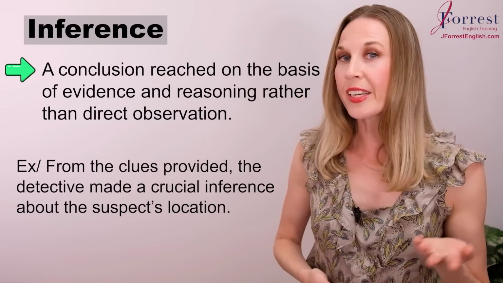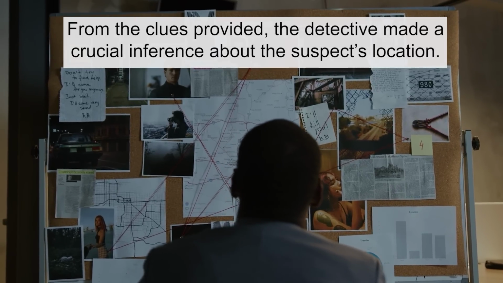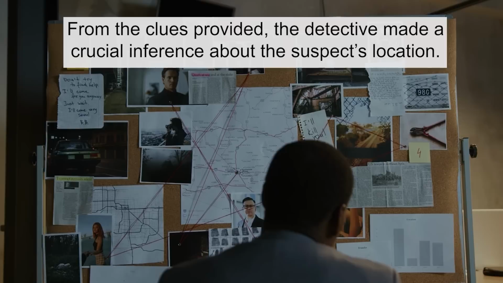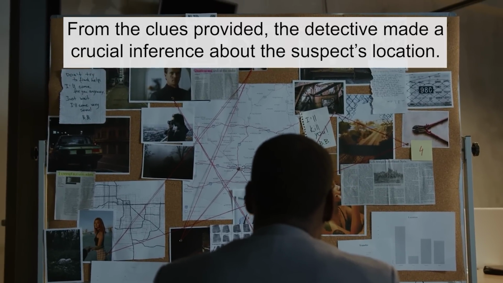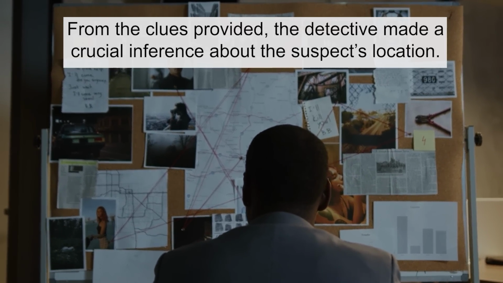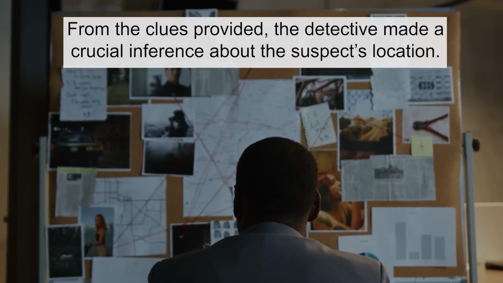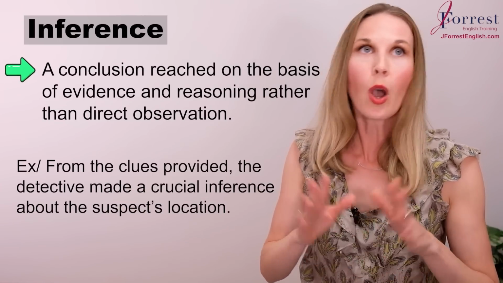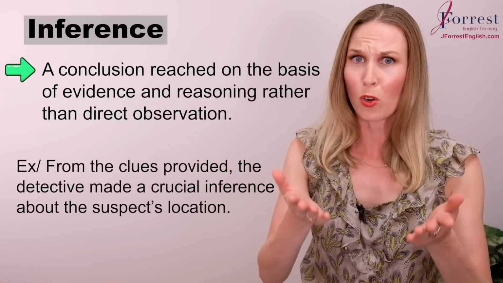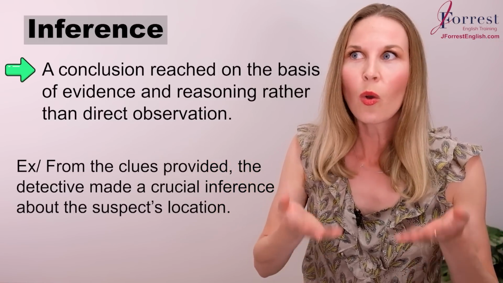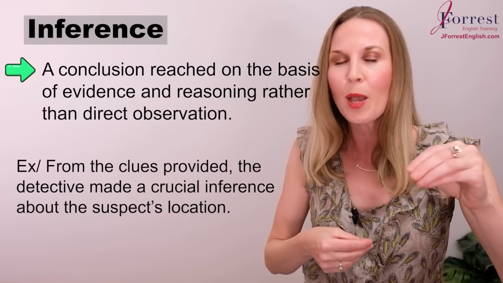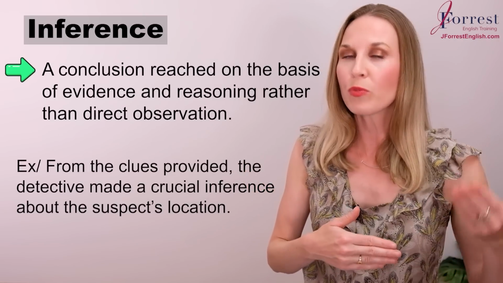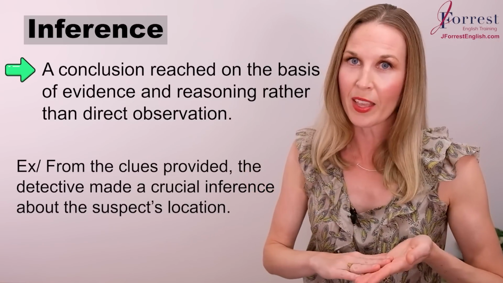This is something that detectives do because detectives don't always get to simply look at something, to directly observe it. For example, from the clues provided, so the clues, that's the reasoning and the evidence. From the clues provided, the detective made a crucial inference about the suspect's location. So the detective reached a conclusion about the suspect's location, not based on observation, because if you could observe where a suspect is, well then you would know exactly where that person is. But the detective didn't know. He had to use inference, the clues, to determine that.